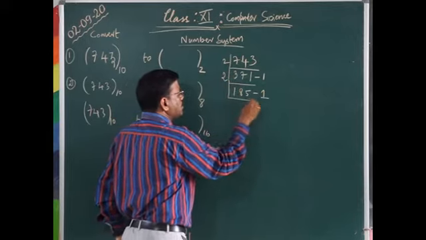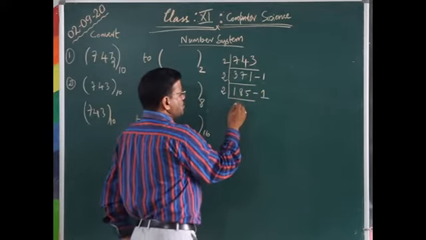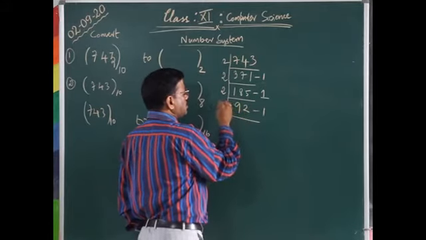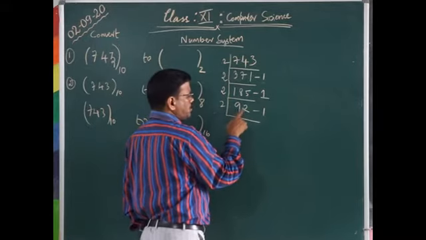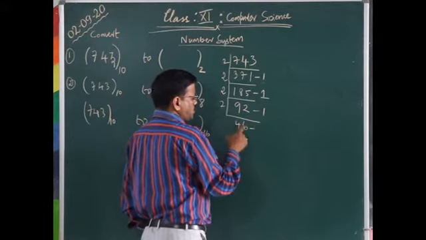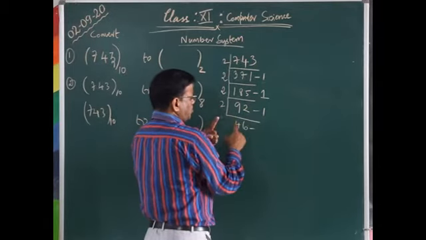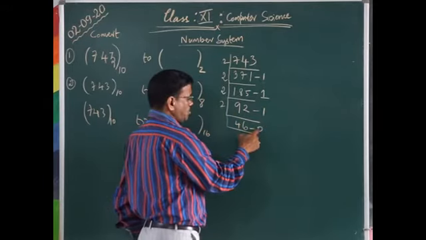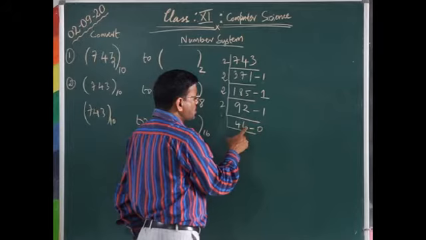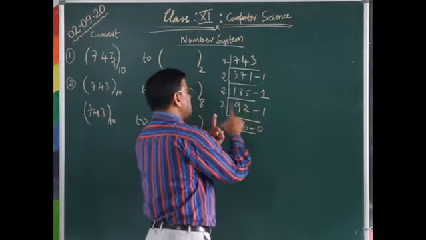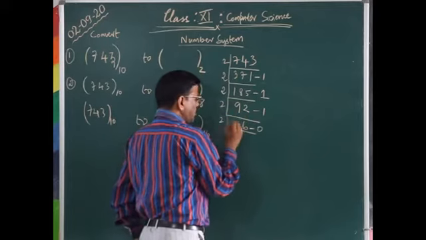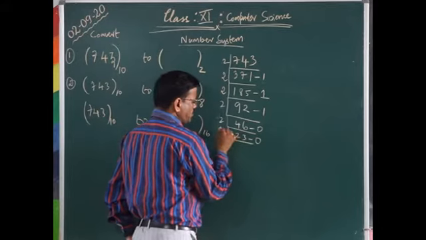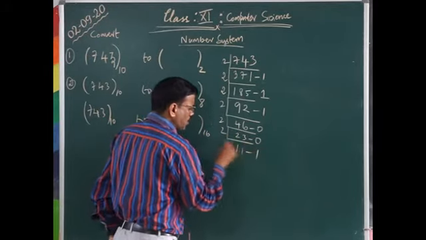Again repeat this one. 9 2s are 18, 2 2s are 4, remainder is 1. Again divide. 4 2s are 8, remainder is 1. 6 2s are 12, remainder is 1. Then 4 2s are 8, 8 plus 1 is 9. Again divide, remainder is 0, mind you. I am taking note of it. 6 2s are 12, 12 plus 0 is 12, remainder is 1. 4 2s are 8, 8 plus 1 is 9. Again divide. 2 3s are 6, remainder is 0. Again divide by 2. 2 1s are 2, remainder is 1.